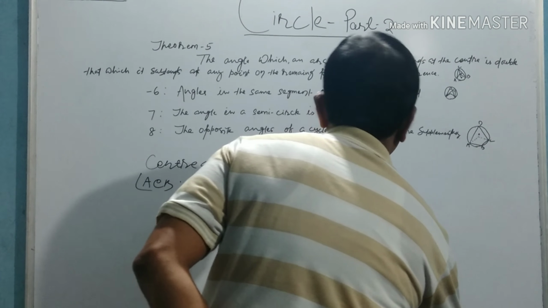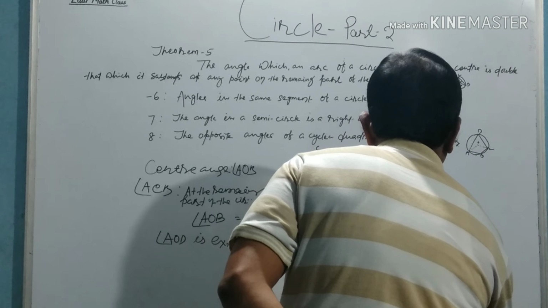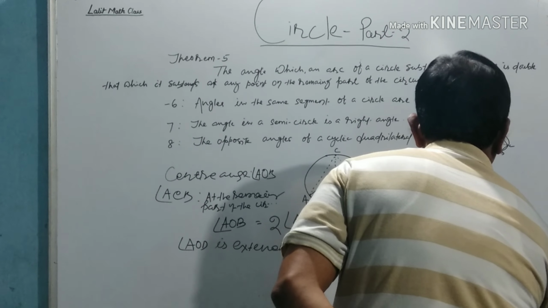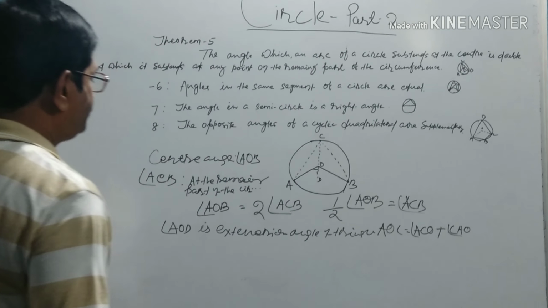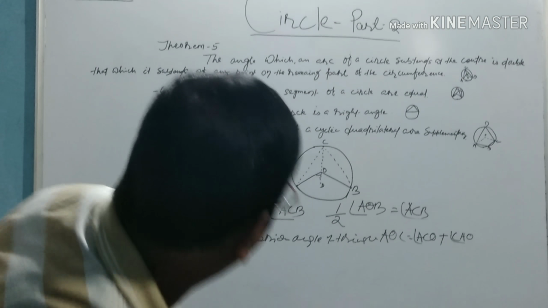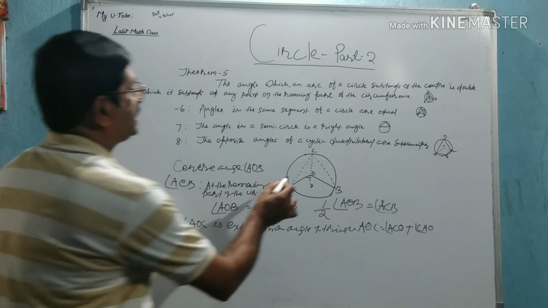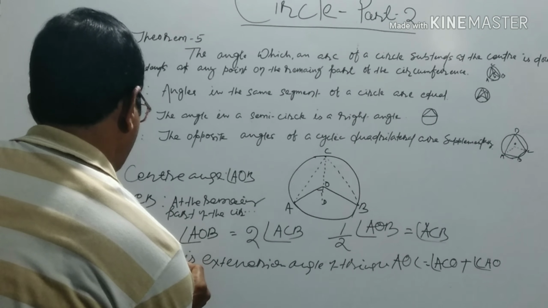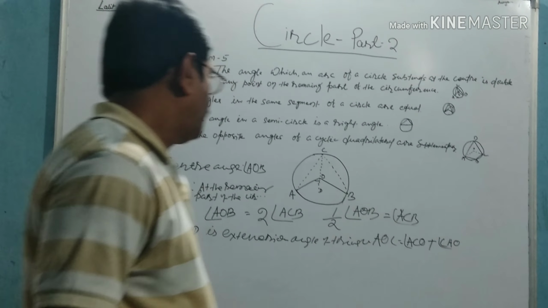And that is equal to angle ACO plus angle CAO. That we have already read, that the exterior angle is equal to the sum of the interior opposite angles. Sorry, it is triangle AOC, and AOD is the exterior angle. And that is why it is ACO plus CAO.